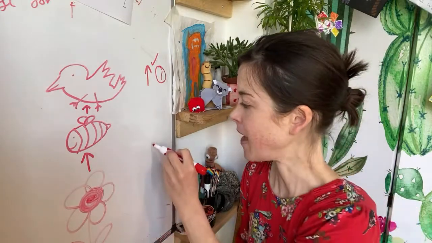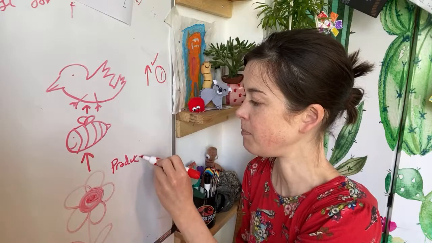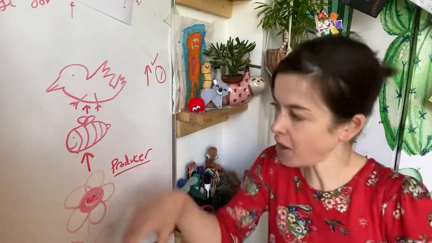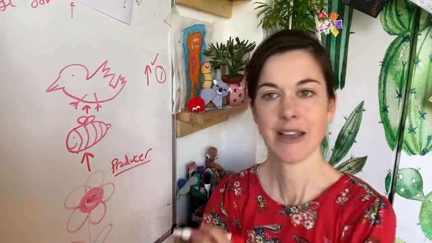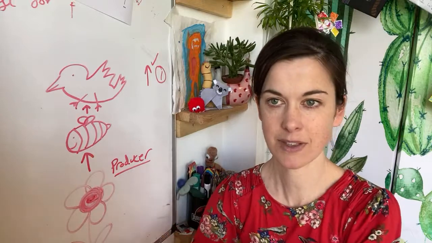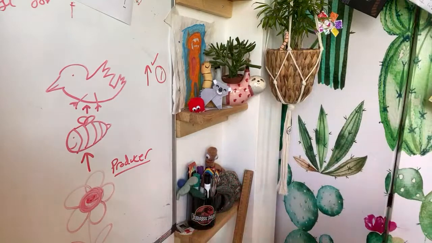Question number 2. This plant down here is what we would call the producer, because it produces food using energy from the sun for the whole rest of the food chain. But what is the name for the bee? If the flower is the producer, what is the name for the bee? I'll give you 10 seconds.